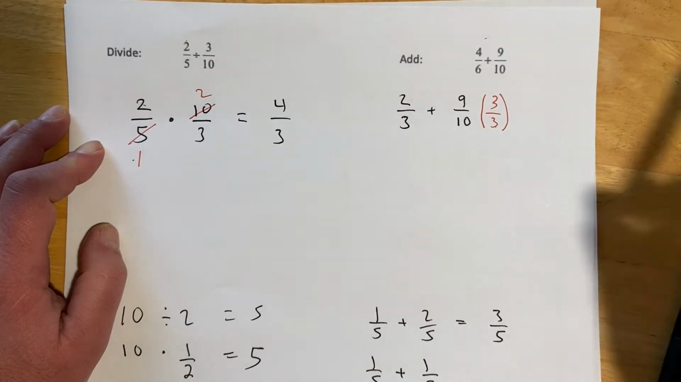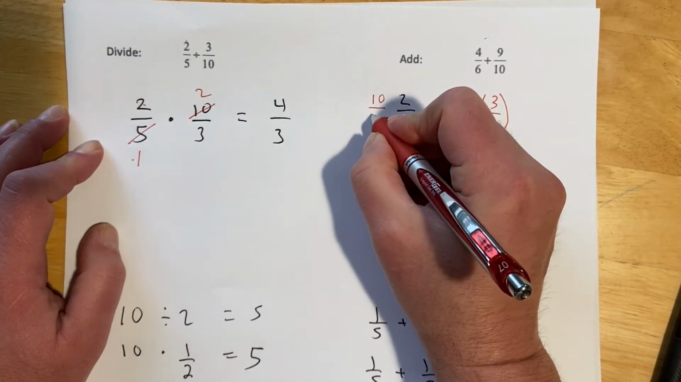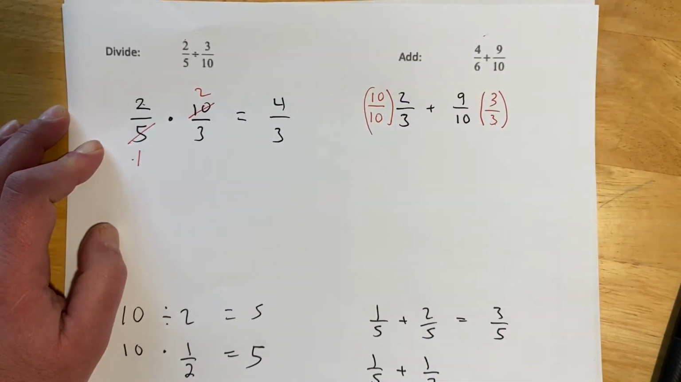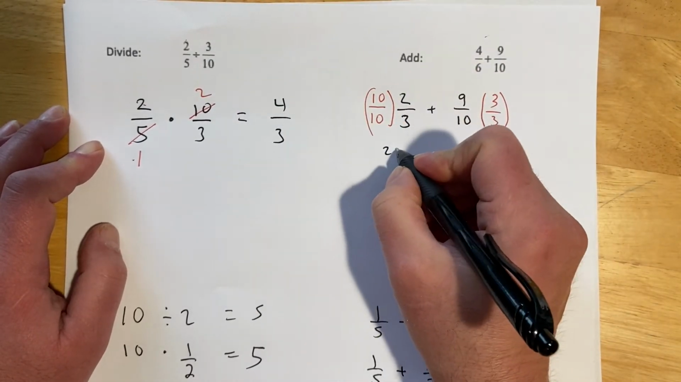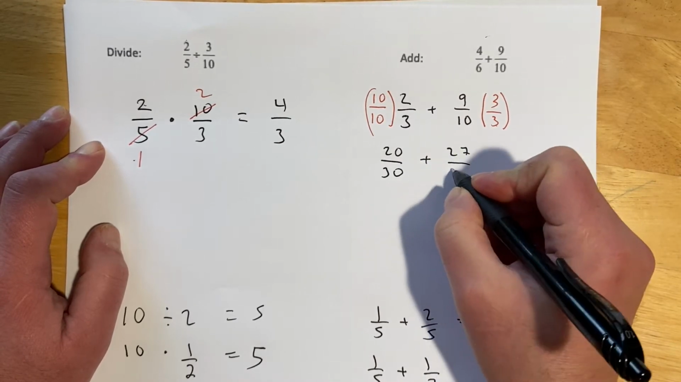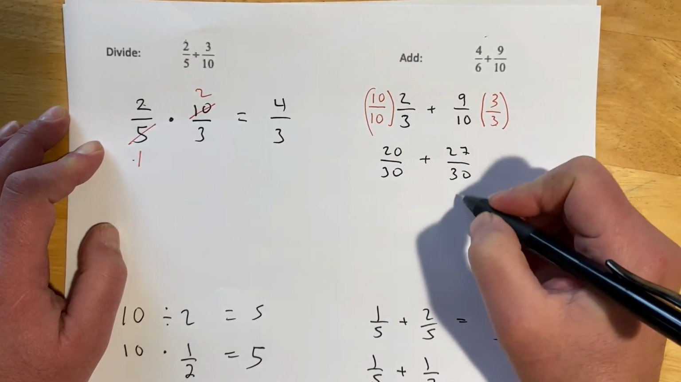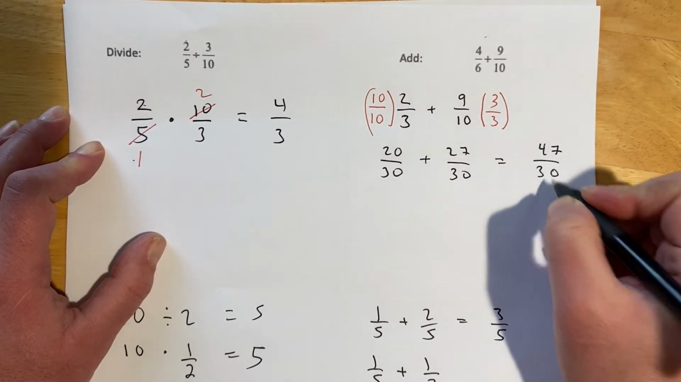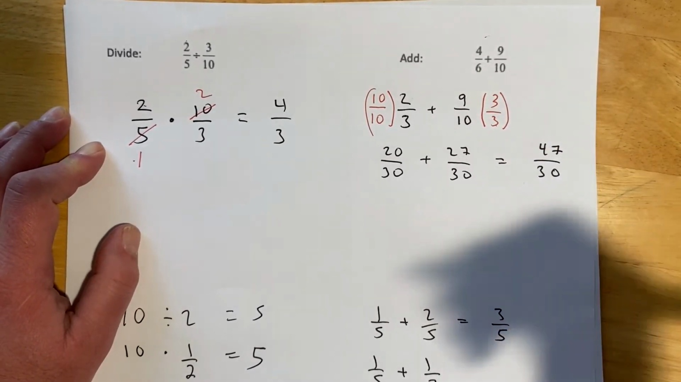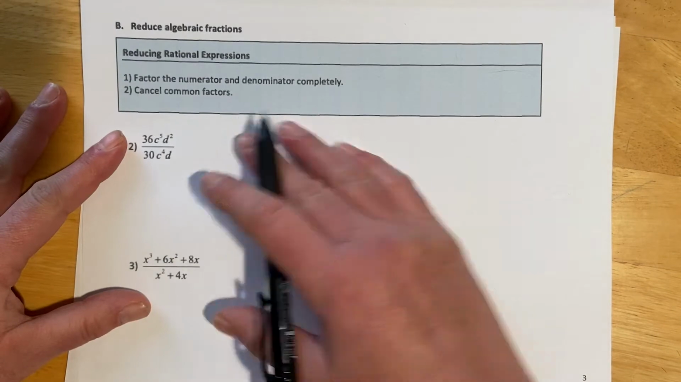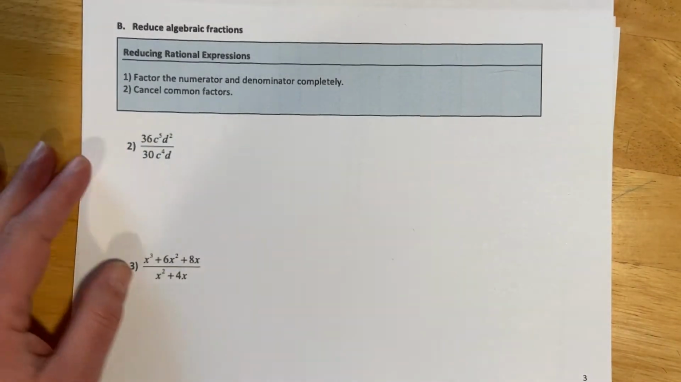This side is going to need 10s, so 10/10. And now that gives us 20/30 plus 27/30, and that will make 47/30. And that doesn't reduce, so we're done. Okay, and so now we're going to do that exact same stuff, but with algebra rather than just arithmetic.